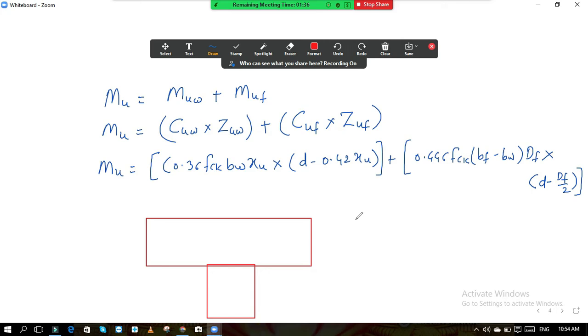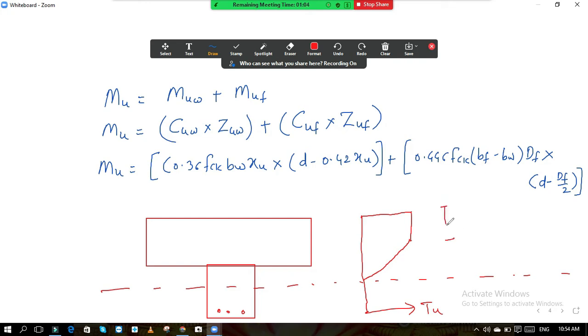Now if I draw the diagram, suppose steel is given, so here your tensile force Tu is there, and the diagram will be like this. Now Df is greater than 0.43 xu. Suppose your neutral axis is at this point. From this point the diagram goes like this, and this distance is 0.43 xu, and this total is your Df. So Df is greater than 0.43 xu.